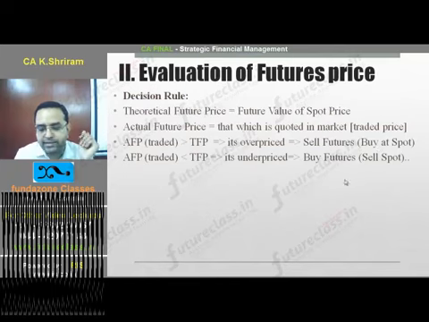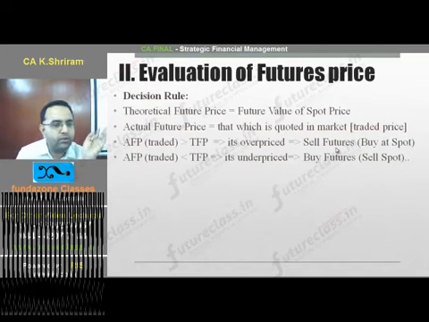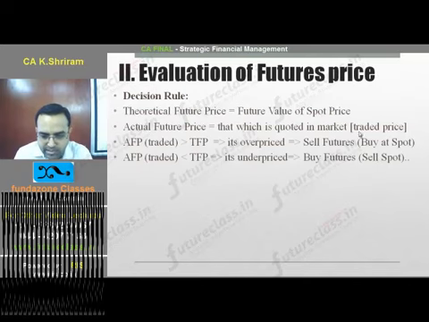That which is within brackets, I'll explain it to you later. It looks very simple to get the concept, like sell future and buy spot, buy future and sell spot. But then there is a very big theory behind this. When AFP is greater than the theoretical future price, it's overpriced. So sell future. That's logical.